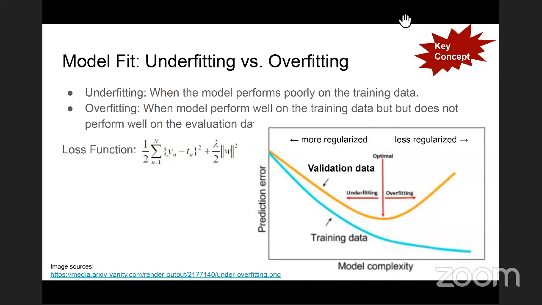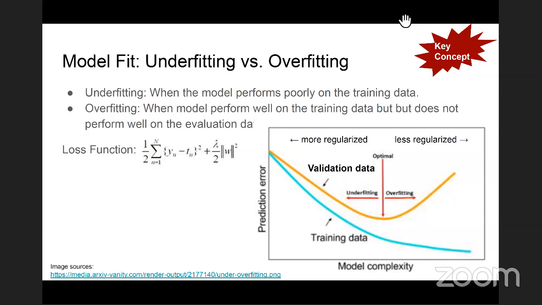Sir, is there a significance of the division by 2 in the loss function? I understood the square, but does the division by 2 hold a significance? Yes, because when you take the derivative, the square comes down as 2. So 2 and 1 by 2 will cancel. It's a mathematical convenience.